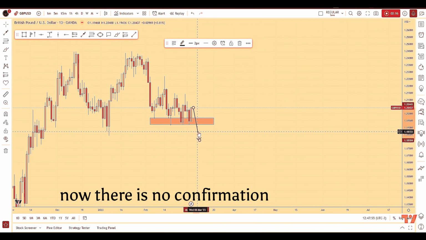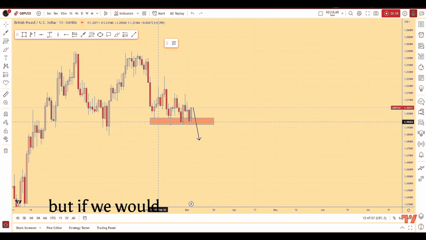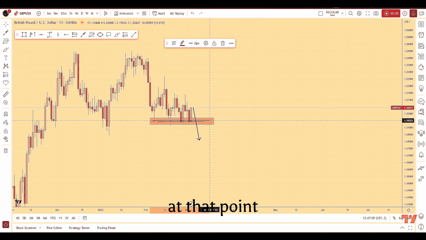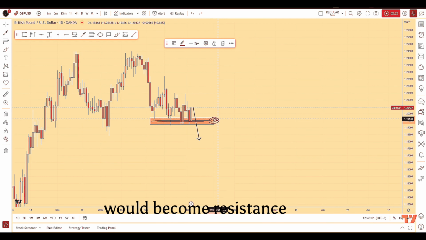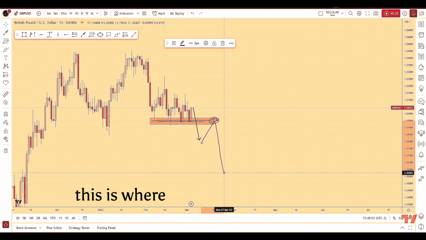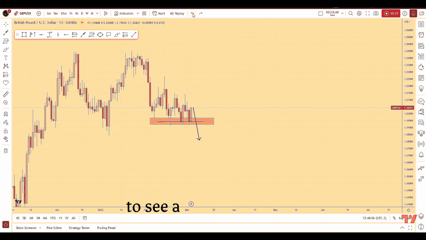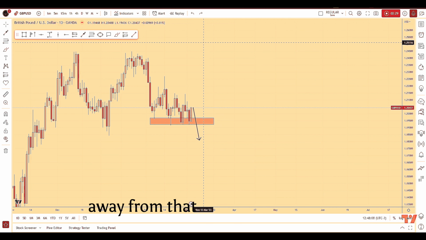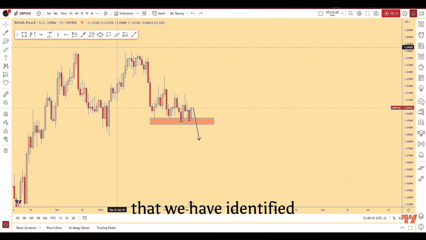Now, there is no confirmation that it will happen, but if we would get a break below this support, at that point, all that previous support would become resistance here. And on the retest, this is where we would have very good probabilities to see a deeper rejection away from that monthly resistance that we have identified.